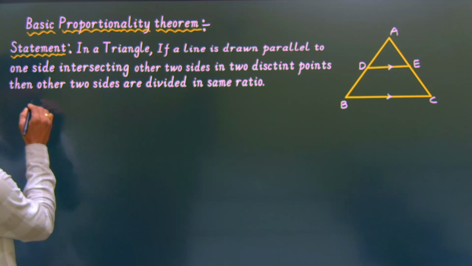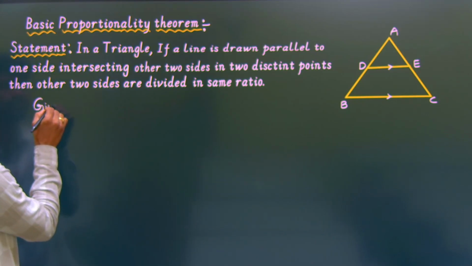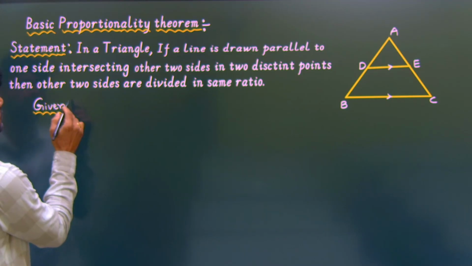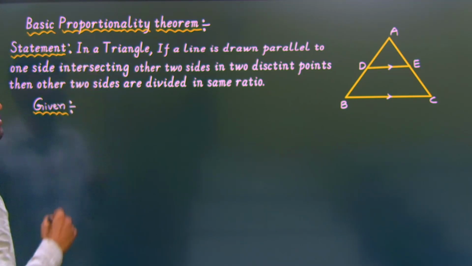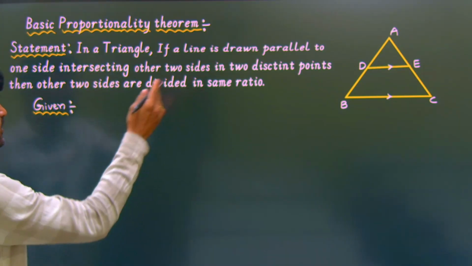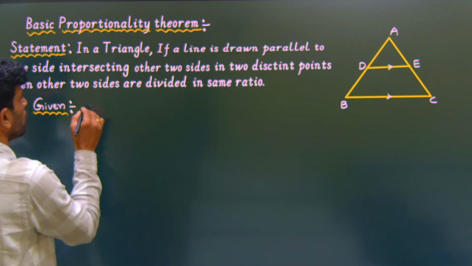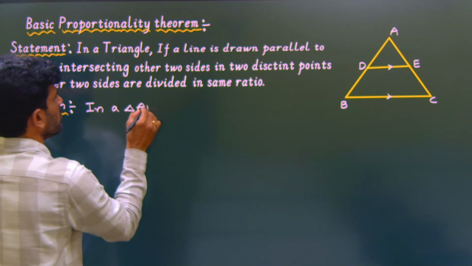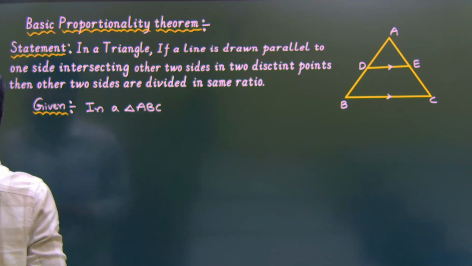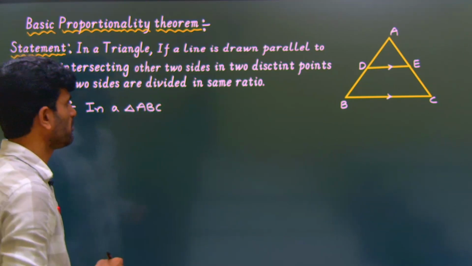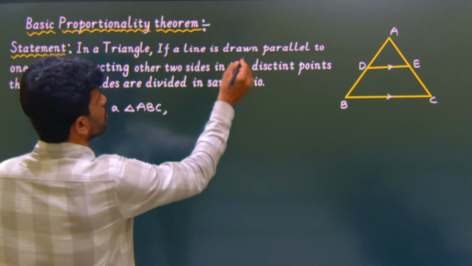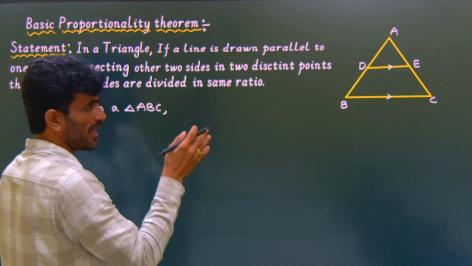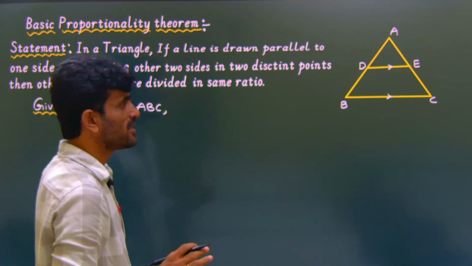So how to prove it? We first write the given. So what is given here? We can write the given from the statement. In a triangle, here we are taking the triangle ABC. So in a triangle ABC, a line is drawn parallel to one side, intersecting the other two sides in two distinct points. So that line is intersecting two sides in two distinct points.